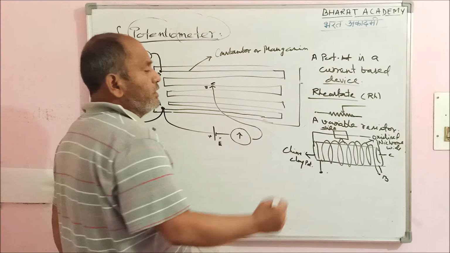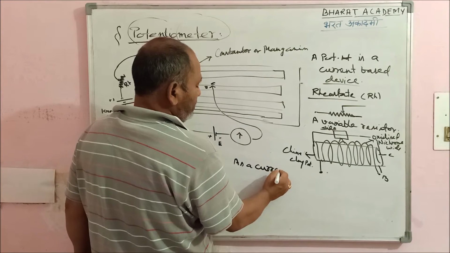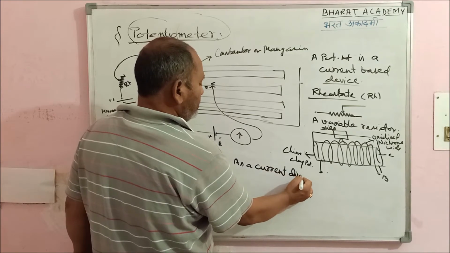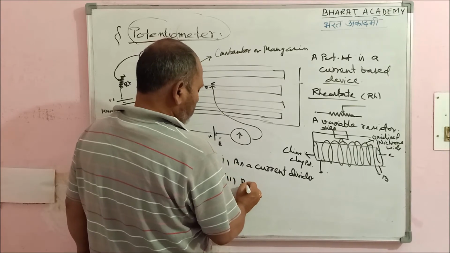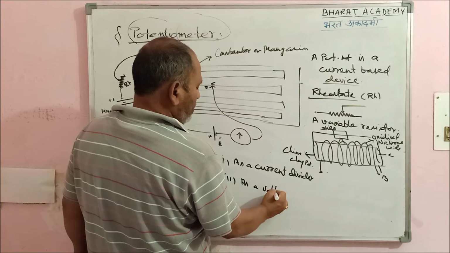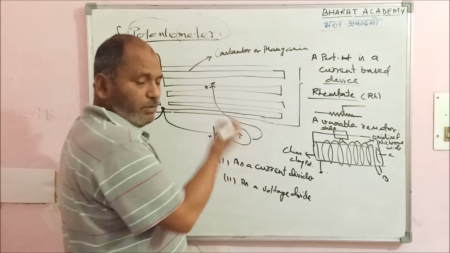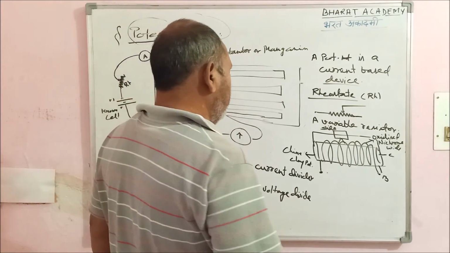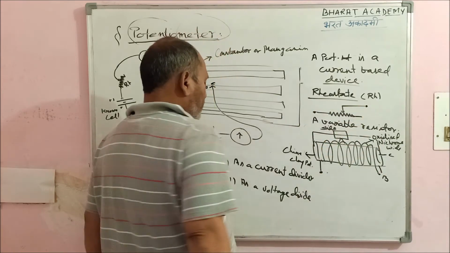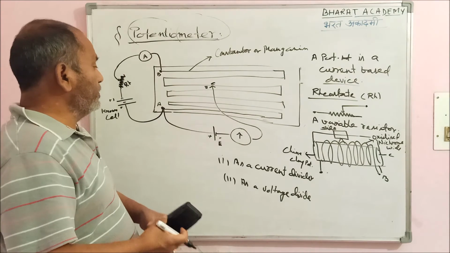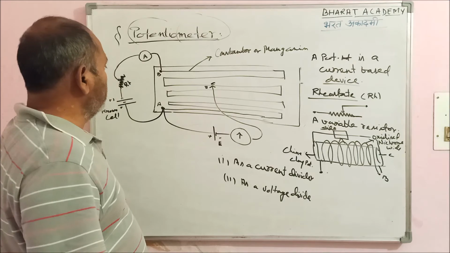So this rheostat can be used as a current divider or as a voltage divider. Here in the experiment we use it as a current divider, like this I have shown. One terminal will be here, another will be here, Rx. It will be used as a current divider by varying the resistance. Now how to use it?